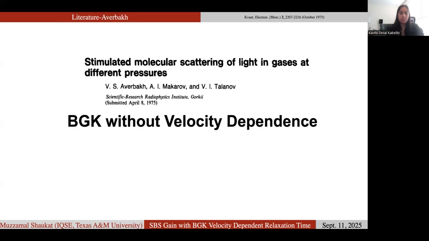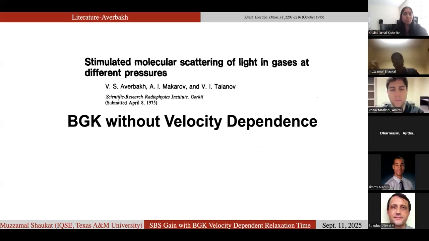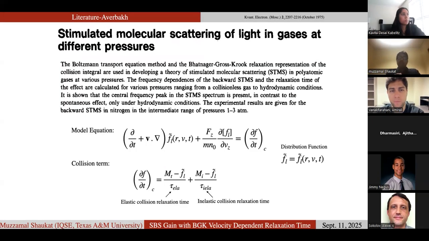Now, to understand what theory we have predicted, it is better to initially understand what theory was predicted by Eberbach, without velocity dependence, they assumed. In fact, Eberbach used the theory of Morse. If you see this model equation, which is exactly the Boltzmann equation that I was telling you, f tilde represents the distribution function, F is the force, and the right side term is the collision term.